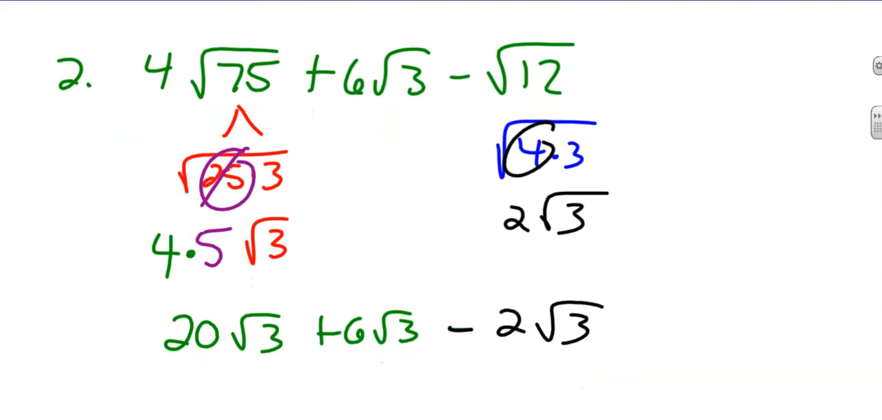Okay, now they're all the same. So then you can go back and do the 20 plus 6 for 26, and then 26 minus 2 will make it 24 square root of 3.